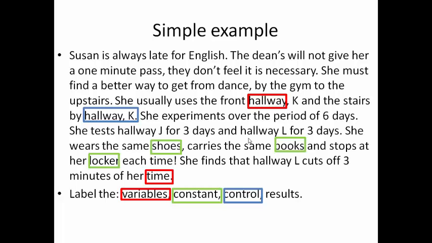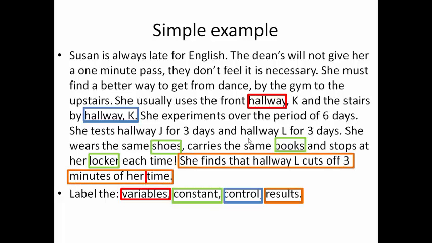The control, what do you think it is? Yeah, it's the original hallway. So she knows after repeated experimentation before, the control is the original hallway. This one was the tough one. And then the results, I think, are pretty obvious. She finds that the hallway cuts off 3 minutes of her time. This is great information to have, and she might report this to her friends who are also having problems getting to class on time, because everybody knows how important it is to get to class on time.